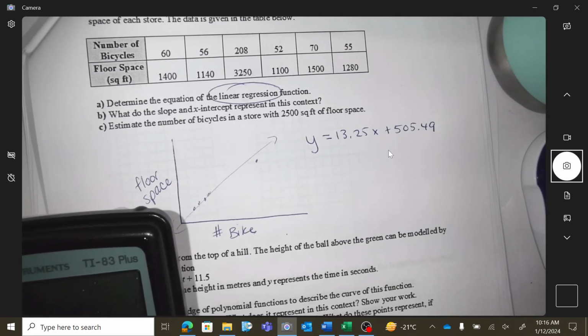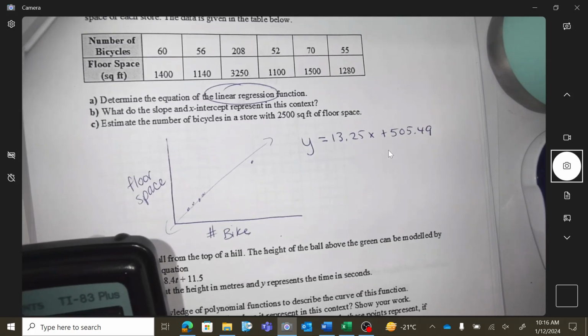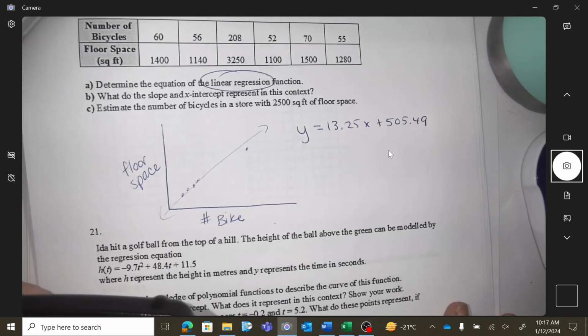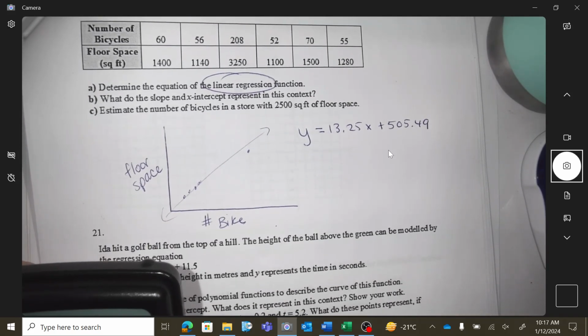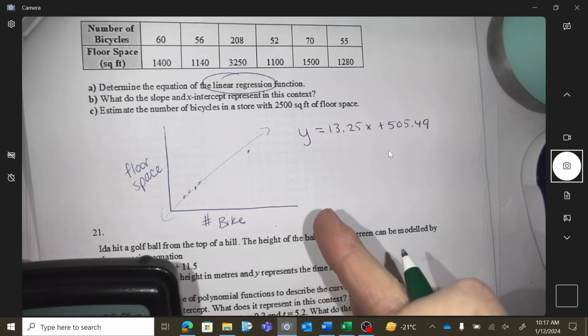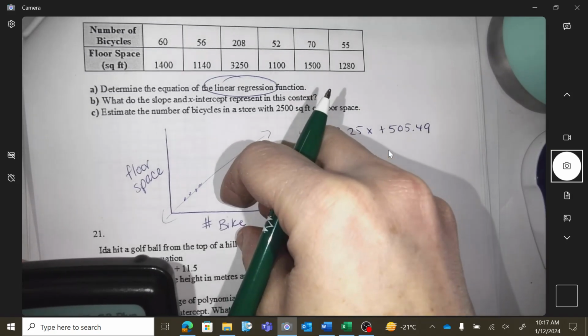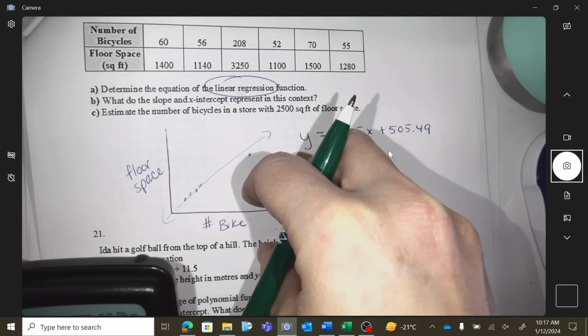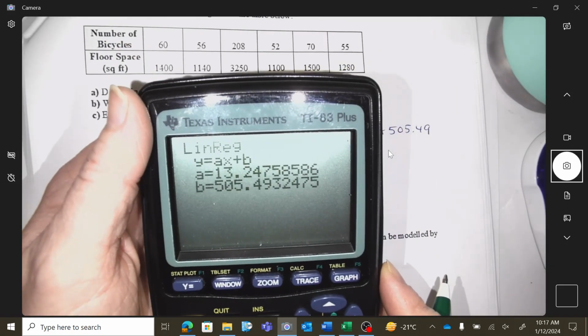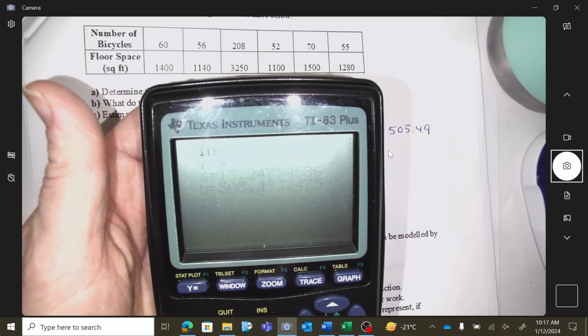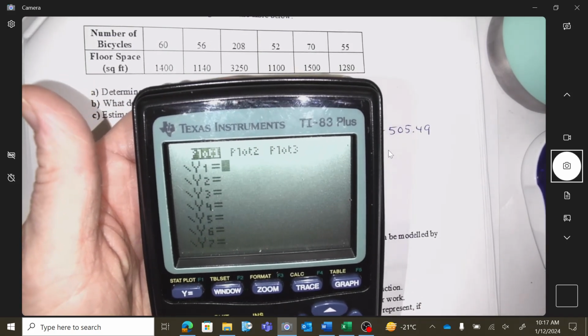Okay, I'm going to skip question B and we're going to answer C. We're going to answer questions. So before I answer questions, I need to put that line into my graph. So do we remember how to do that? Y equals, I need to copy and paste it.